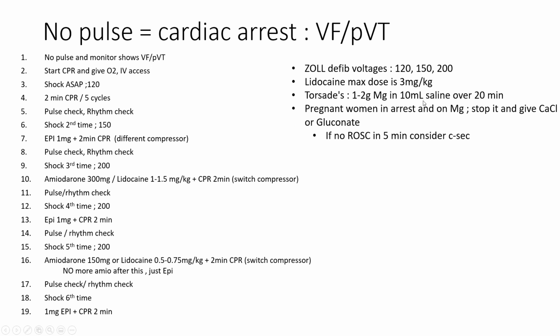So once that dose is maxed out, you don't give it anymore either. Just some other facts here. If the person's in polymorphic VTACH, you want to shock them, and you want to give them 1 to 2 grams of magnesium, and 10 mils of saline over 20 minutes.